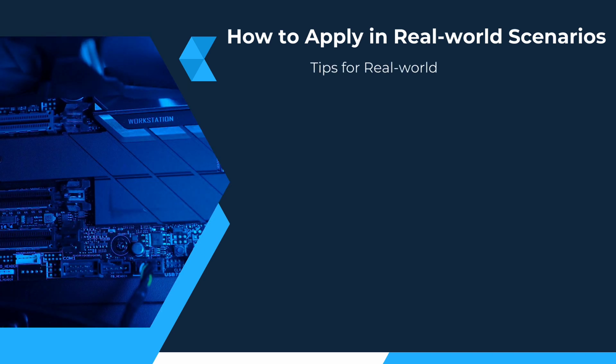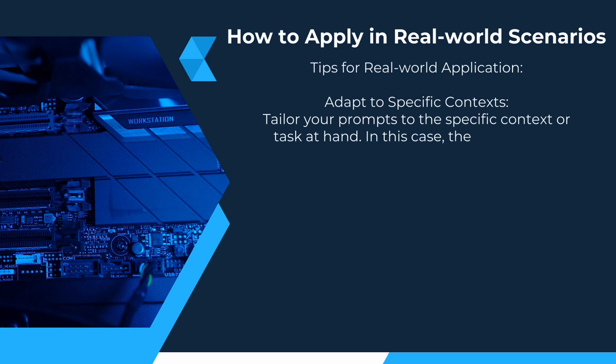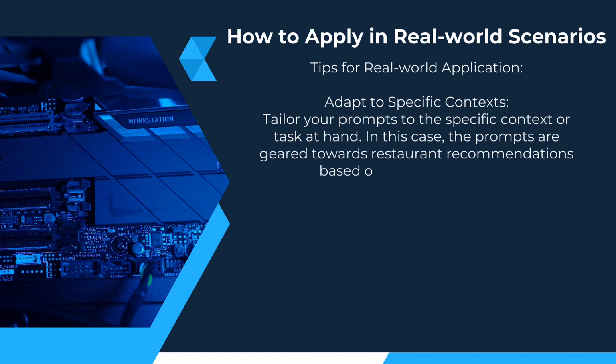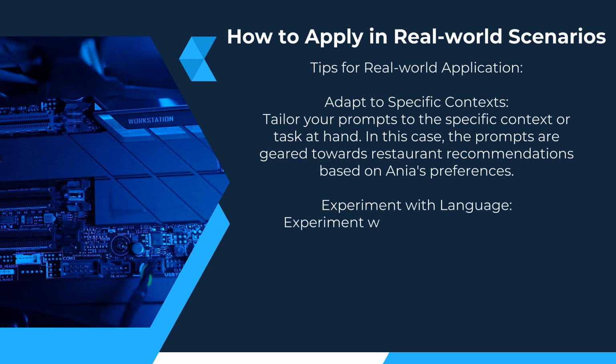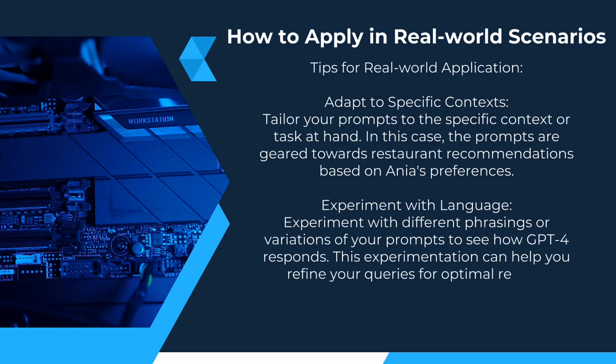Tips for real-world application. Adapt to specific context. Tailor your prompts to the specific context or task at hand. In this case, the prompts are geared towards restaurant recommendations based on Anya's preferences. Experiment with language. Experiment with different phrasings or variations of your prompts to see how GPT-4 responds. This experimentation can help you refine your queries for optimal results.